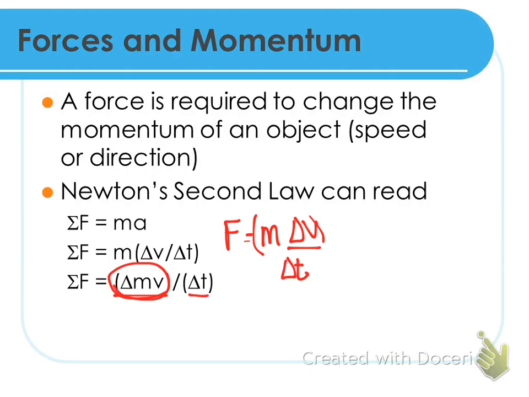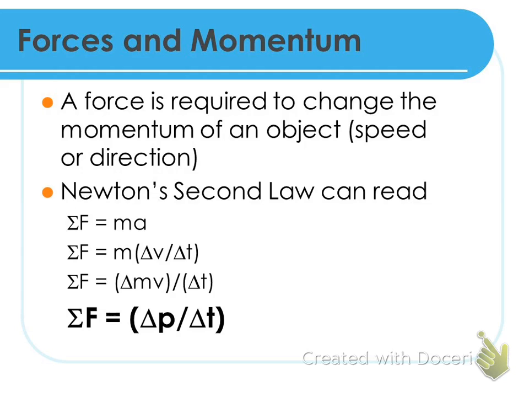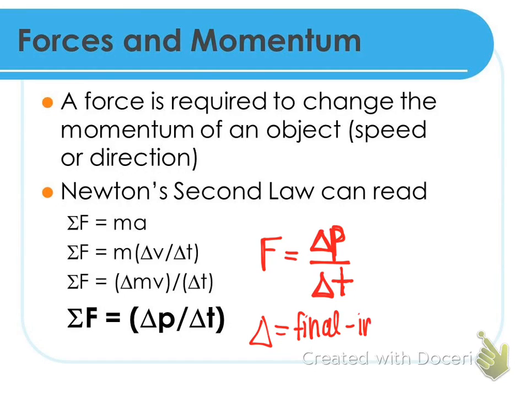So this term right here looks like the term for momentum that we just solved for. And that gives us a final new equation that we're going to need in our notes that says the force is equal to the change in momentum over change in time. So the force that's required to change this momentum, to take it from an initial to a final, is equal to the change in momentum over change in time. And remember, delta equals final minus initial.